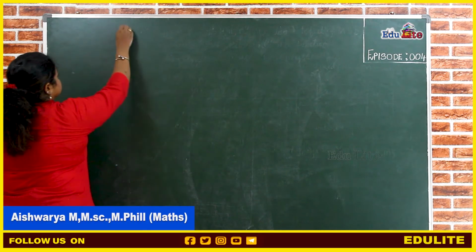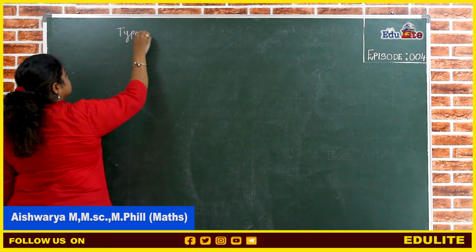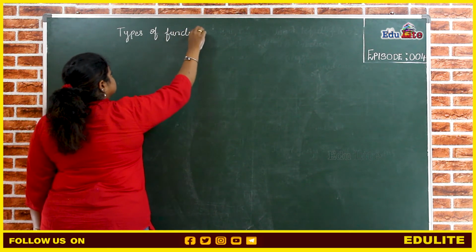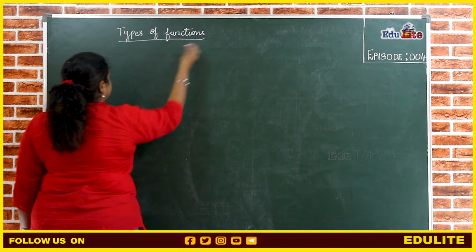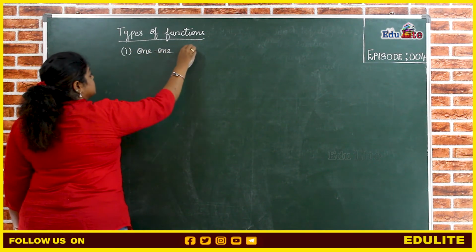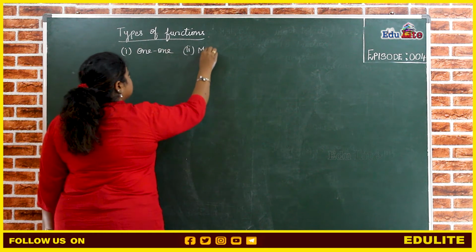Next we are going to see the types of functions. Functions are categorized into 4 types. The first one is the one-to-one function. The second one is the many-to-one function.